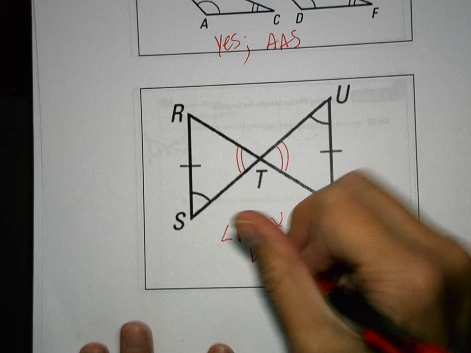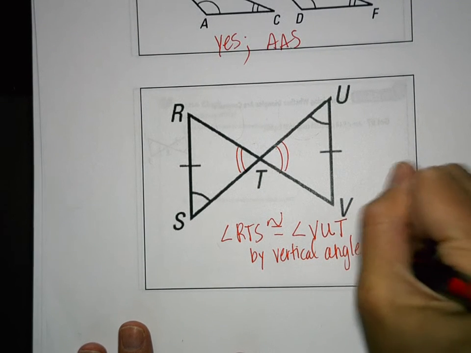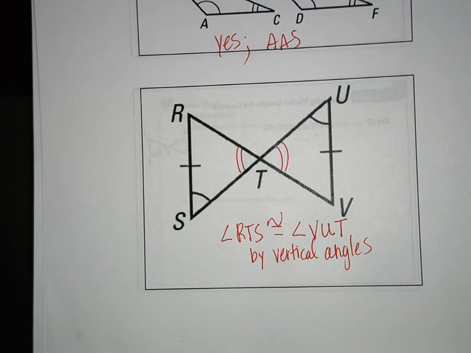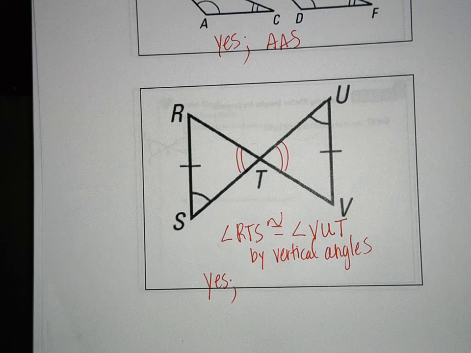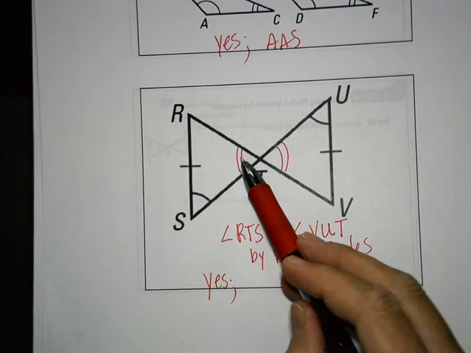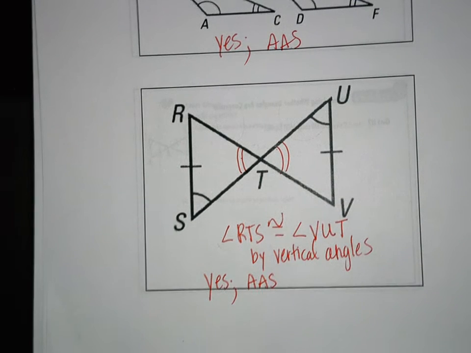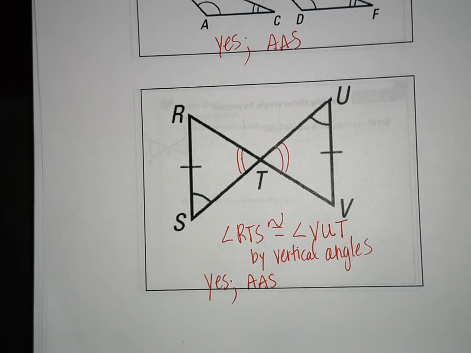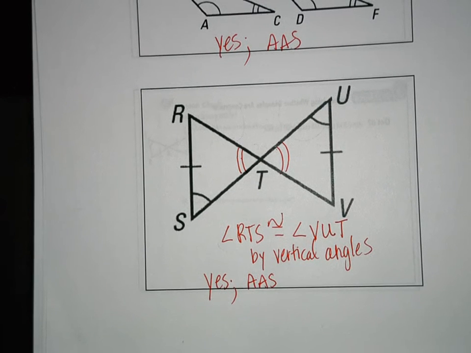Vertical angles. And then, now that I know that, are the triangles congruent? So the answer is yes, and how do I know that? Angle, angle, side. Okay, questions?